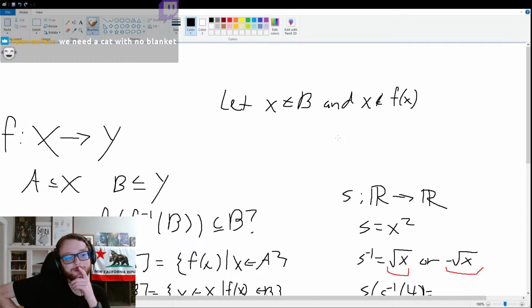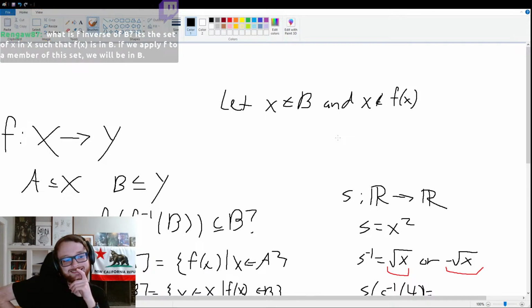A cat with no blanket. That's not a smiley face situation, Fenbox. Every cat needs a blanket. Should be a frowny face. This is serious when cats are involved.